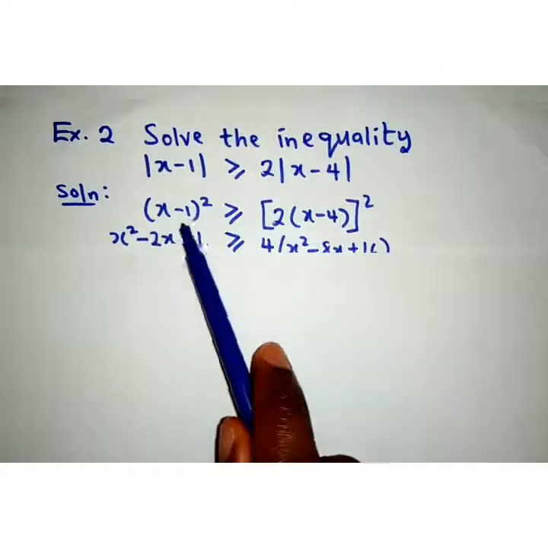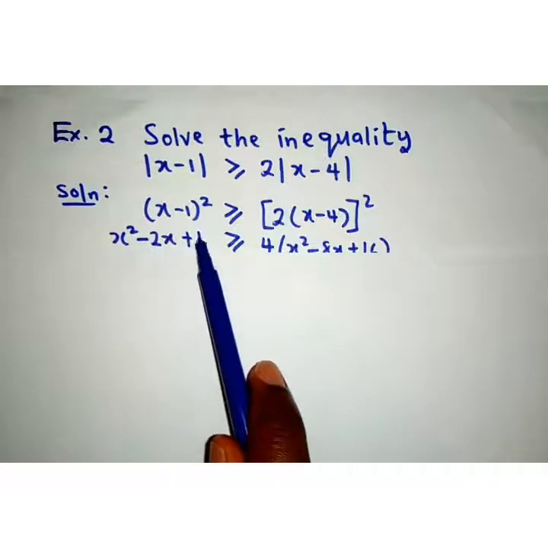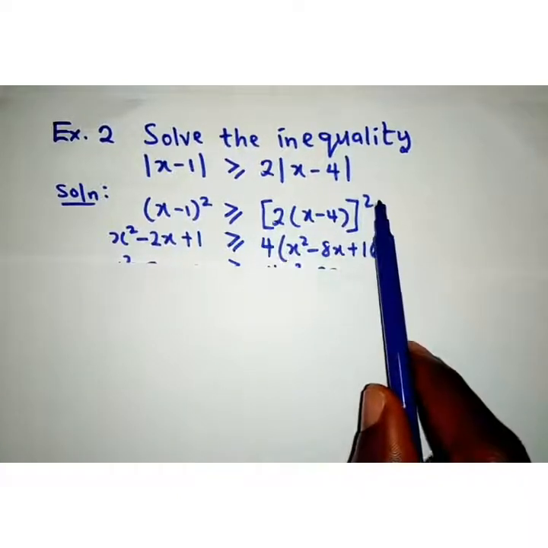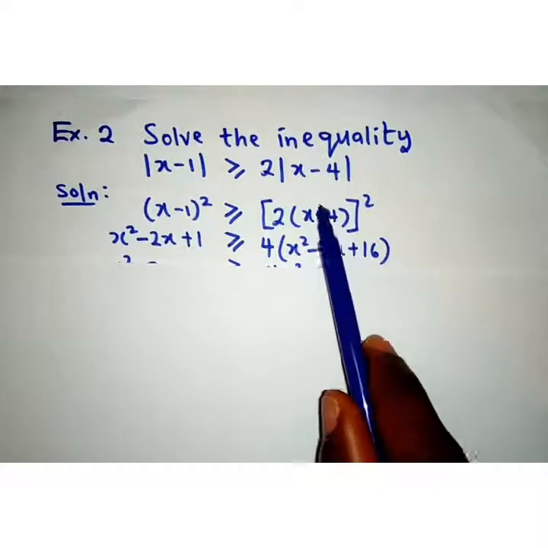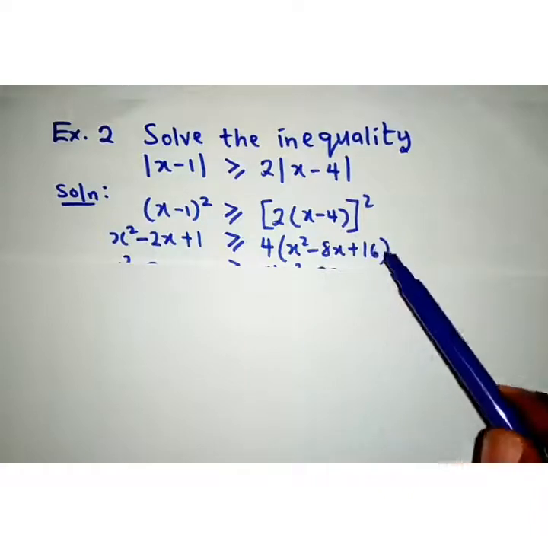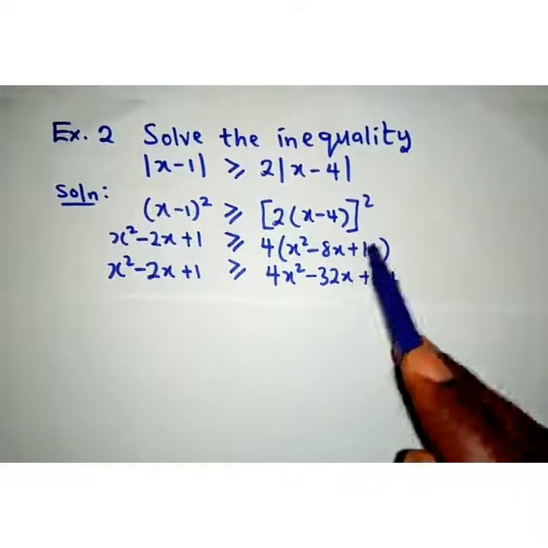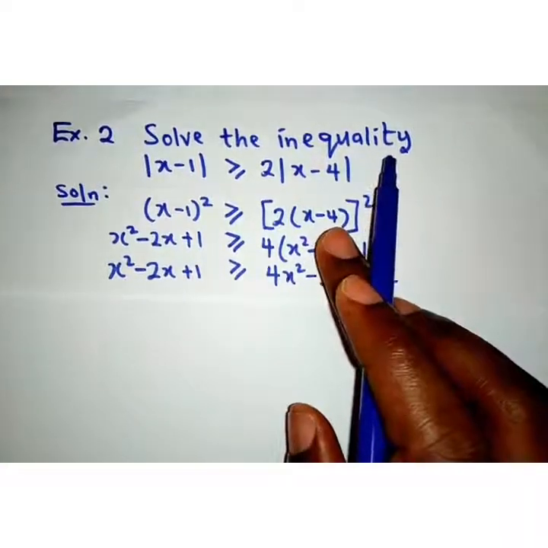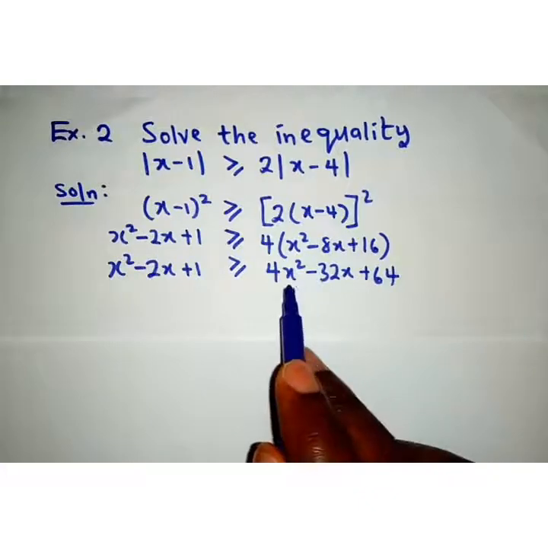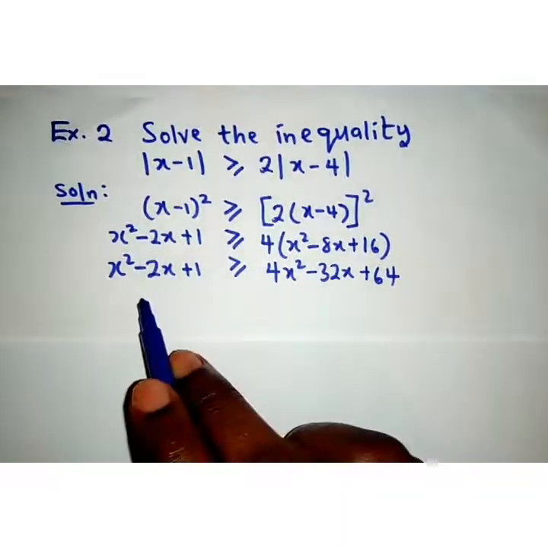So if we expand the left hand side, we have x squared minus 2x plus 1. And expanding the right hand side, 2 squared is 4. X minus 4 squared gives us x squared minus 8x plus 16. So we have this after opening the bracket. And so we now rearrange our inequality so that the right hand side is 0. So we move all the terms here to the left hand side.